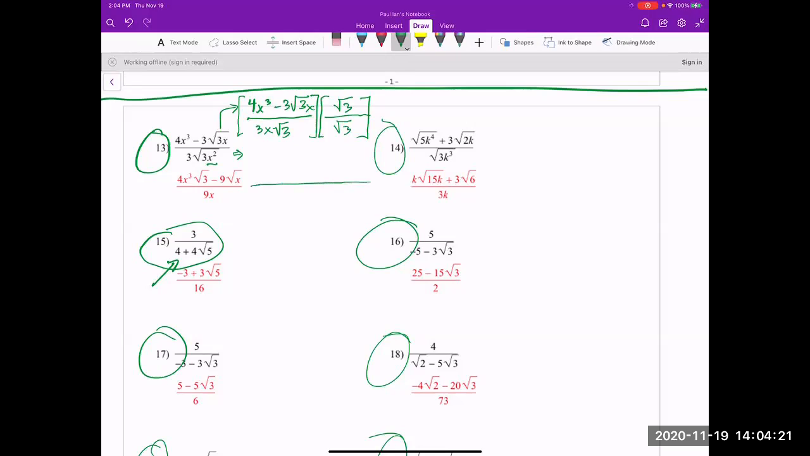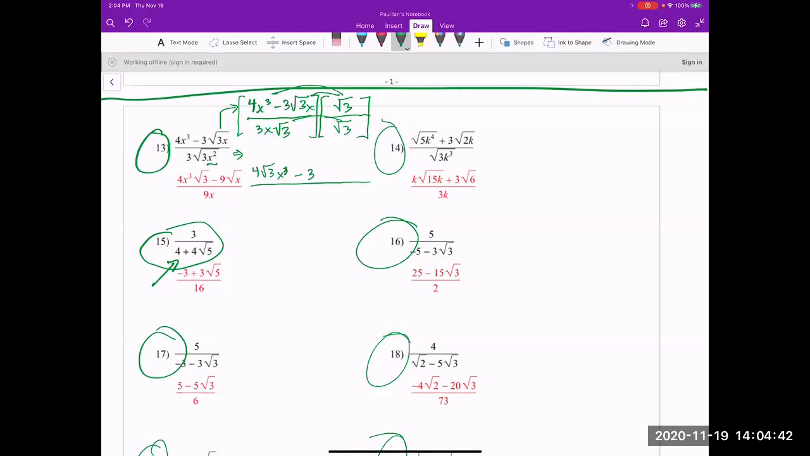Distribute. Okay. So when you distribute, this is what you get. 4 square root of 3 x cubed minus 3 square root of 3 times square root of 3. What is that?